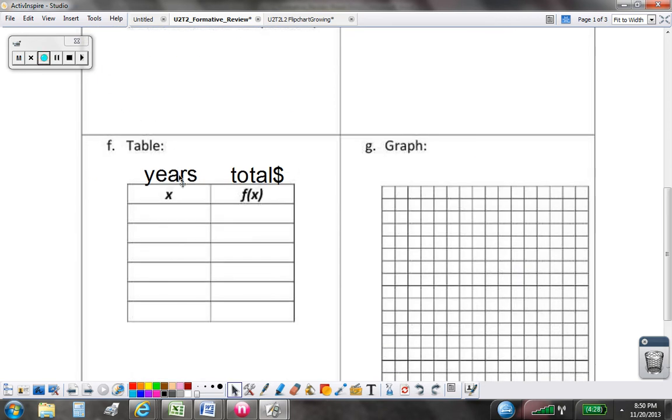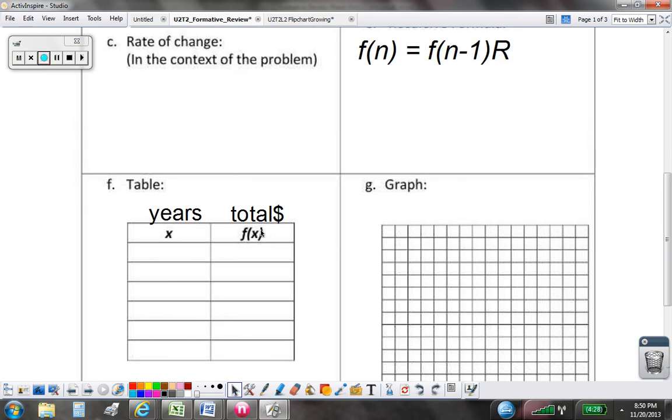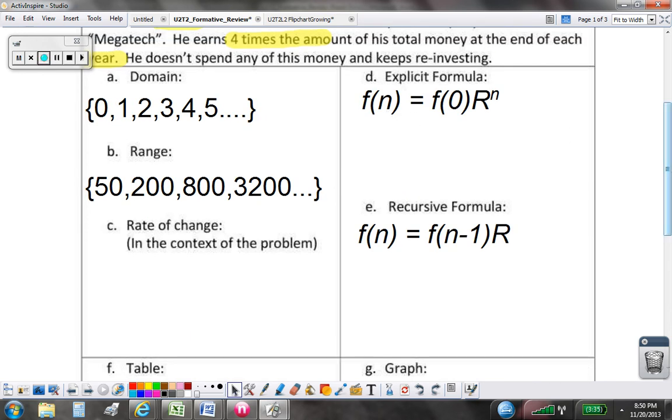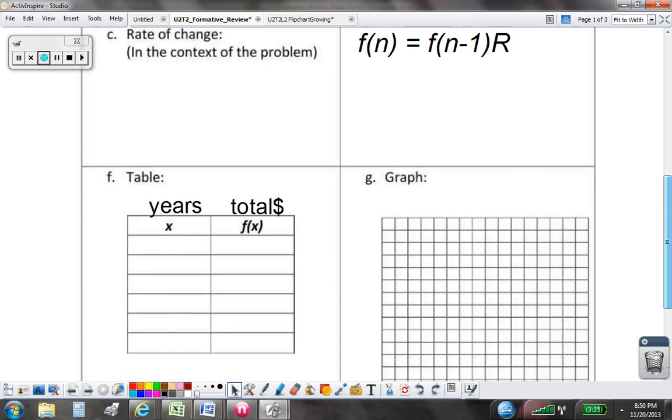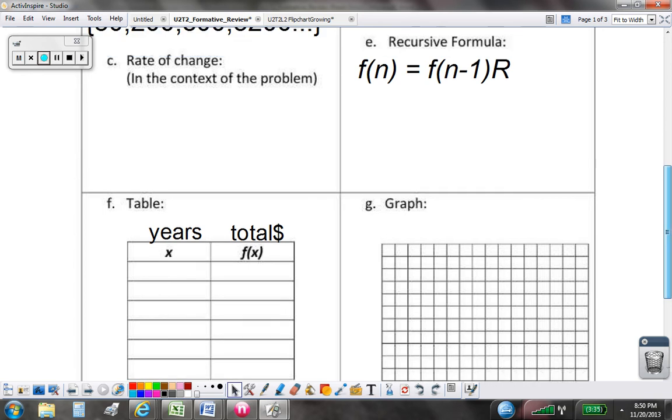Now the letters X and F of X, you could pretty much use any letters you want. I could have used Y for years and T for total, or I could have put it into function notation, F of Y, or I could have put it as T of Y. A lot of options, but really in the end it doesn't matter. You could use N also. I'm gonna go ahead and start my table, which is pretty much what I have up here.